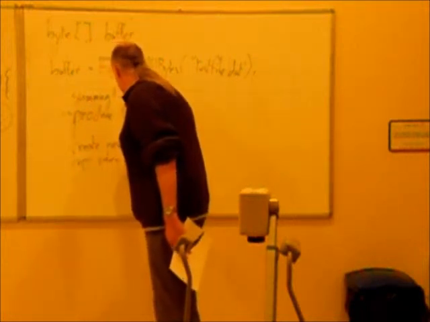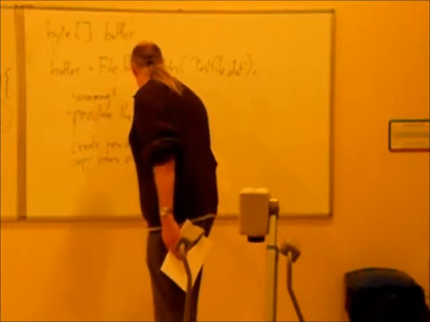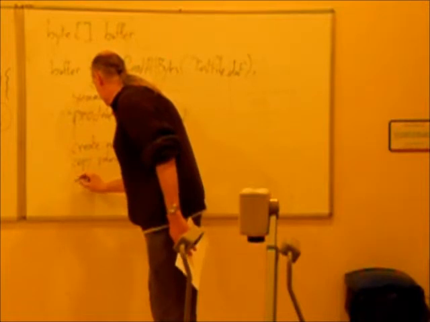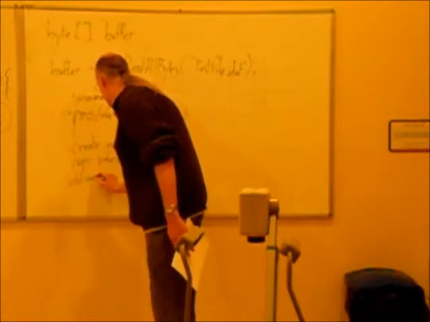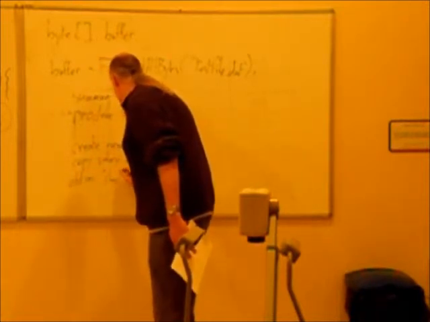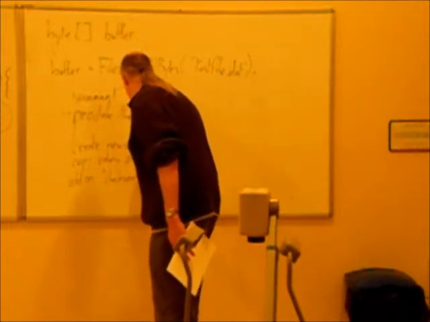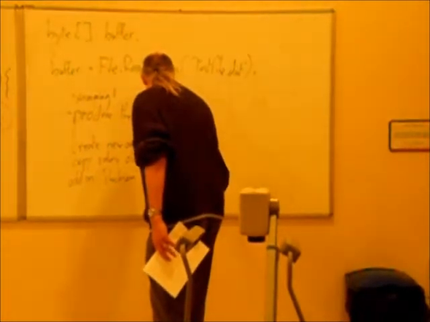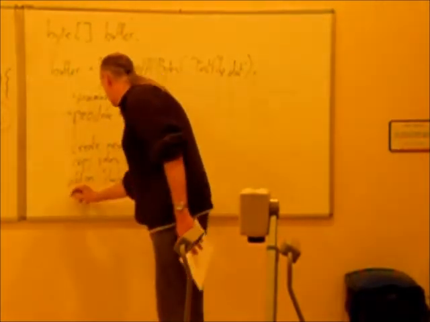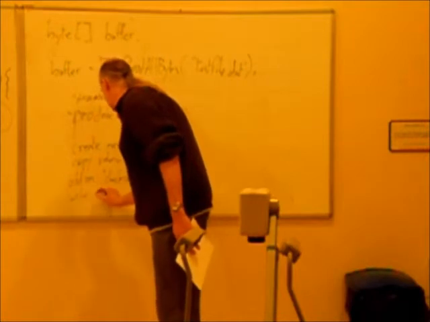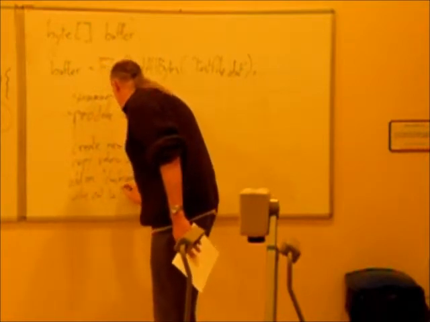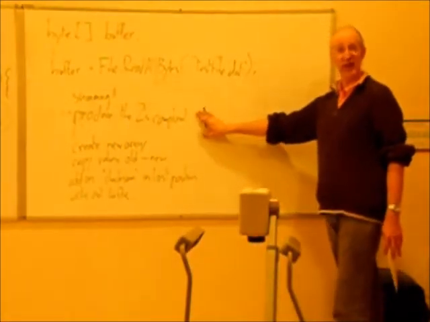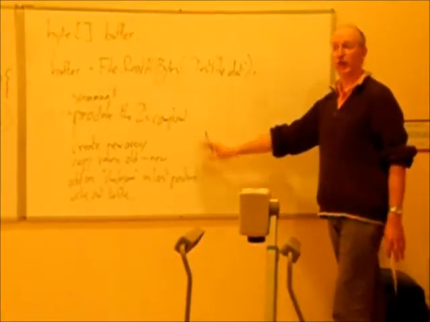Copy the values from the old to the new. Add on checksums. Then last position. Write out file. Okay. So in what we call pseudocode, i.e. in English or something like that, that's roughly what we've got to do.